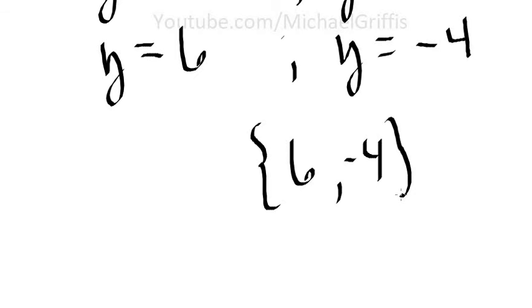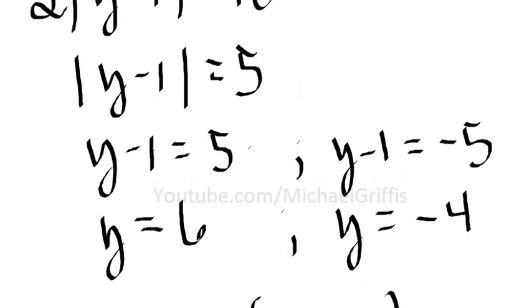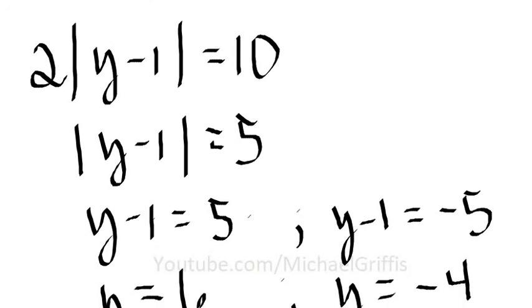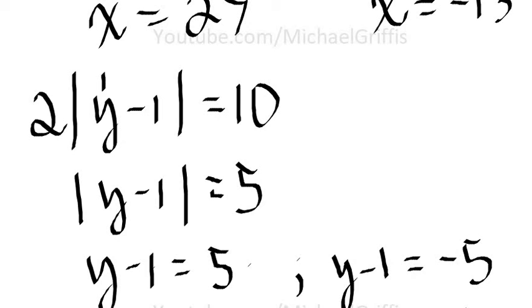And we can always go up and check our work, right? So we plug 6 in. We got 6 minus 1 is 5. Absolute value of 5 is 5. 5 times 2 is 10. And the other solution was negative 4. Plugging negative 4 in for y. Negative 4 minus 1 is negative 5. The absolute value of negative 5 is 5, and 5 times 2 is 10.